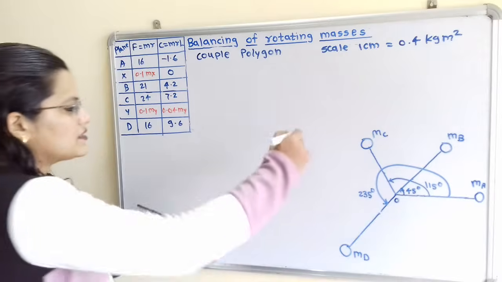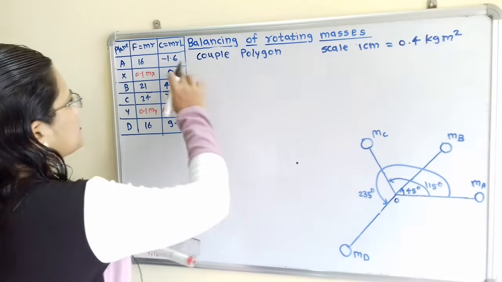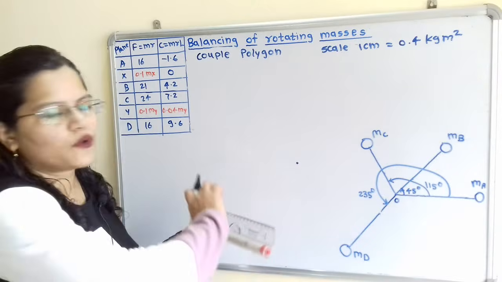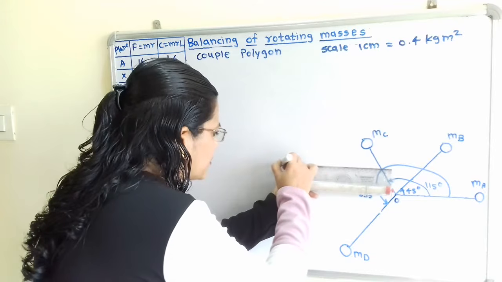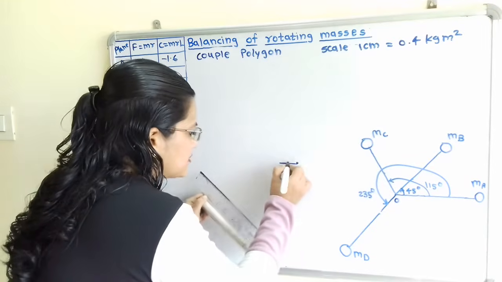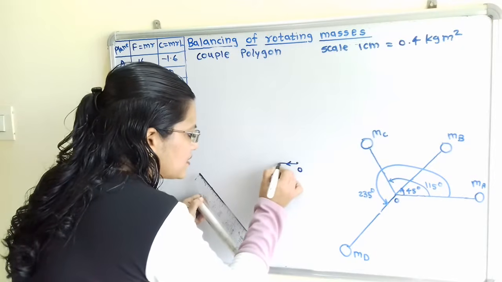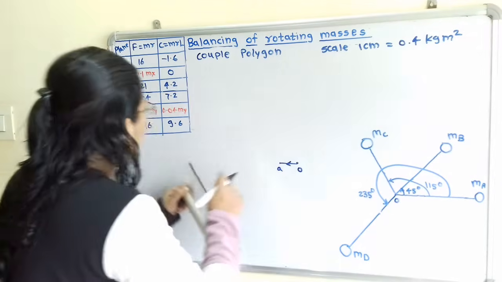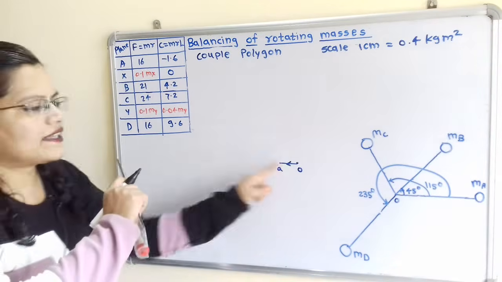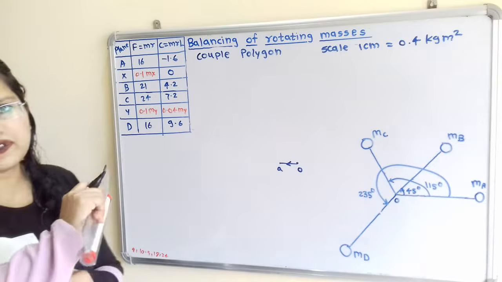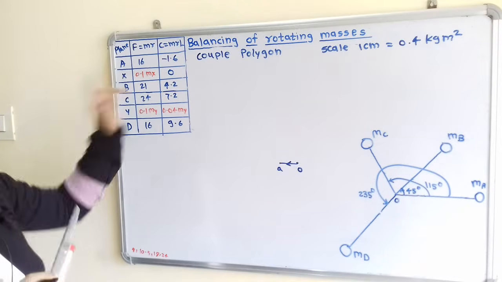So first we will consider one reference point, that is point O, and as per this scale 1.6 divided by 0.4, that is 4 centimeter line we will draw, and the direction is towards the left hand side. So we have to show direction also. So this is the reference point O, and this is the point small a for this plane A, because of the negative sign. Now next we will consider plane B, because for plane X it is 0.